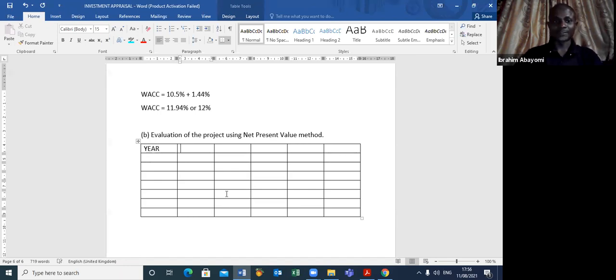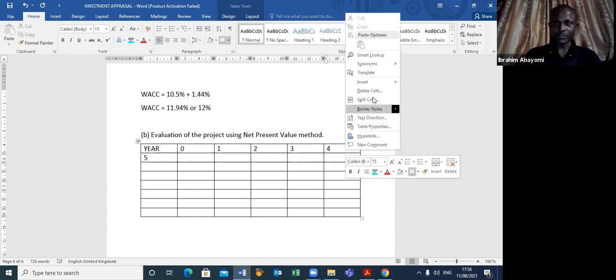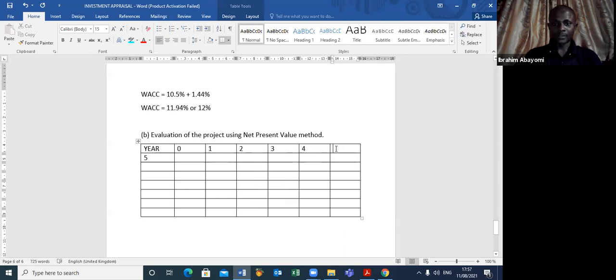Now I start from year 0. Year 0, year 1, year 2, year 3, year 4, year 5. Okay? It's not complete, right? 1, 2, 3, 4, 5. Don't mind me. I didn't include year 0 before. Okay, let me insert one more. Insert to the right. Okay. Year 5. I remove this. Year 5.